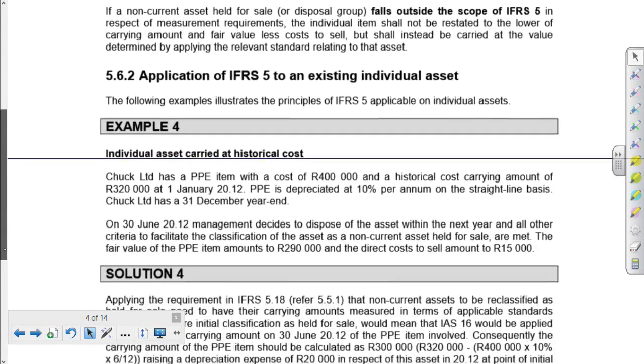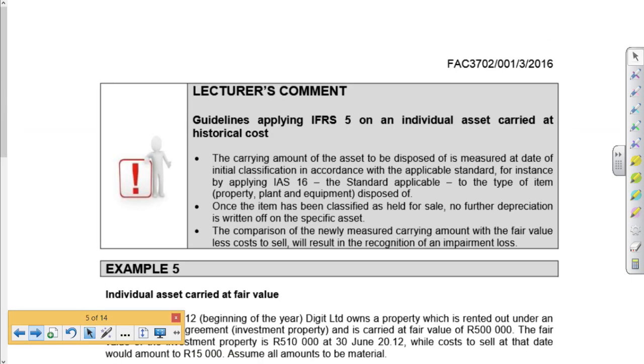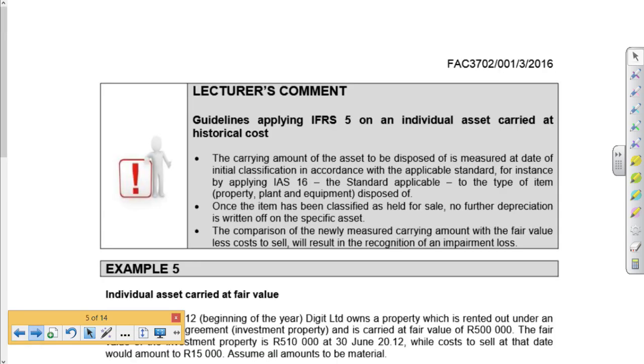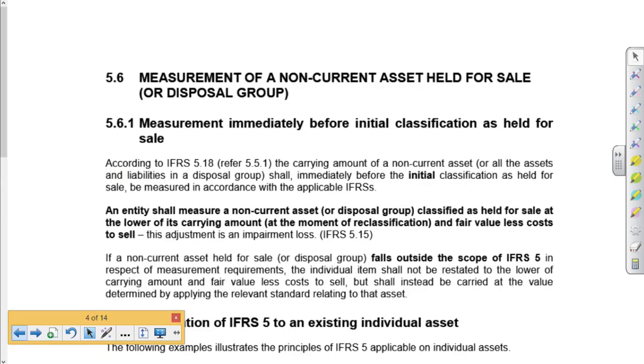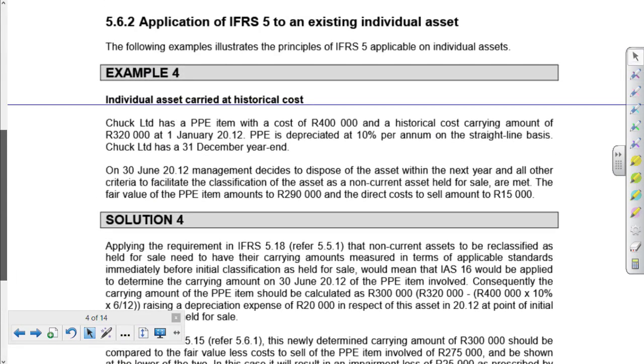Right? Okay, let's have a look at some of the examples in your study guide. The first example is example 4. It's on page 198. And I want you to do those steps for me. Well, you won't be able to do step 4. The 3 steps for this asset as practice.